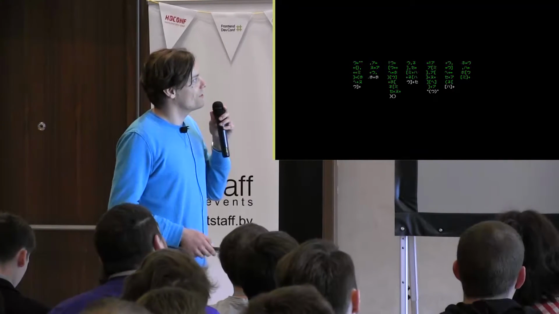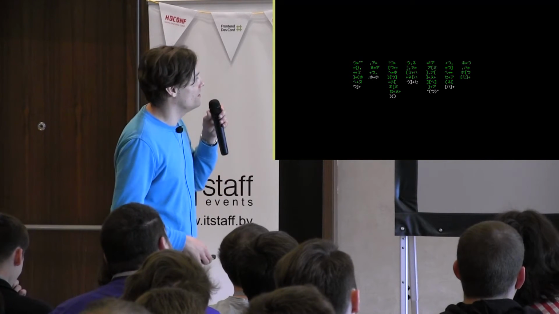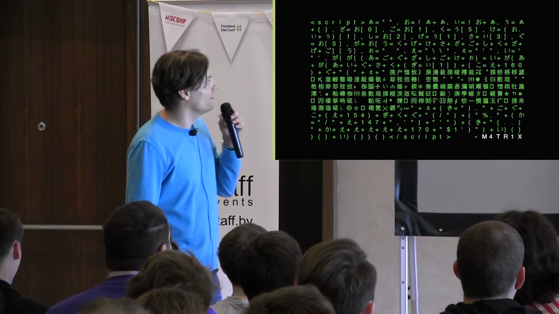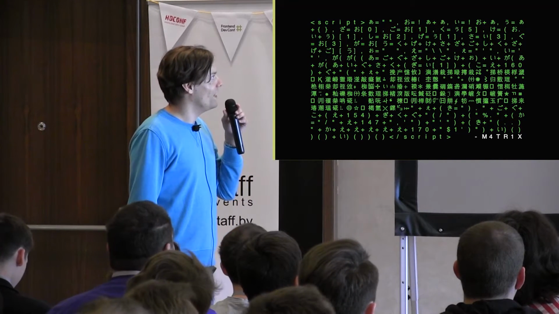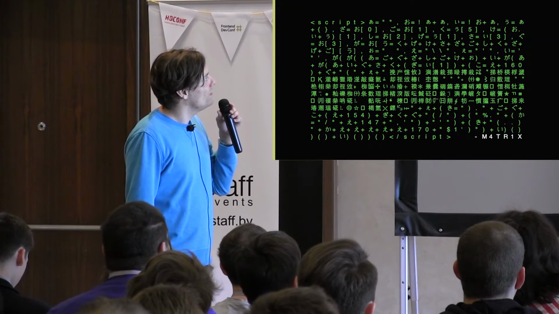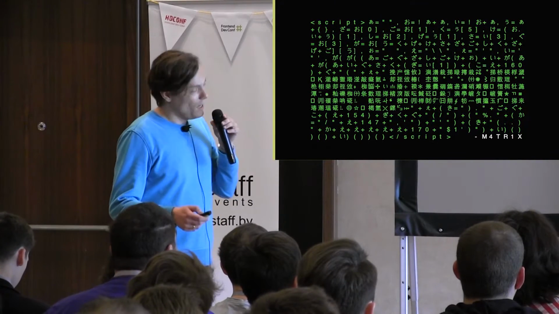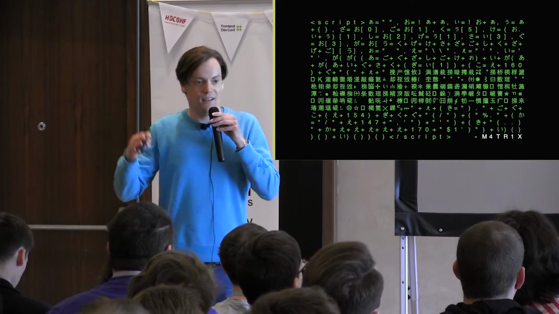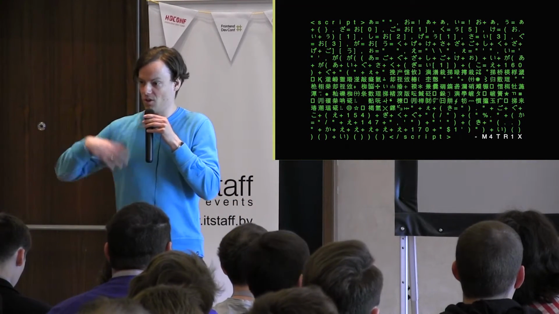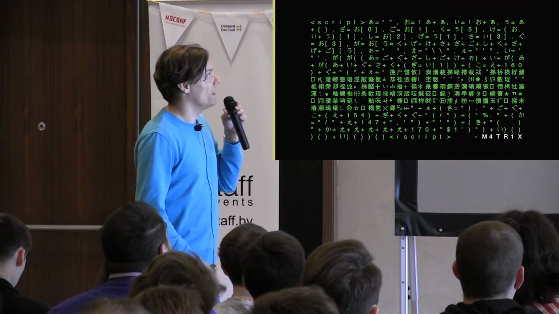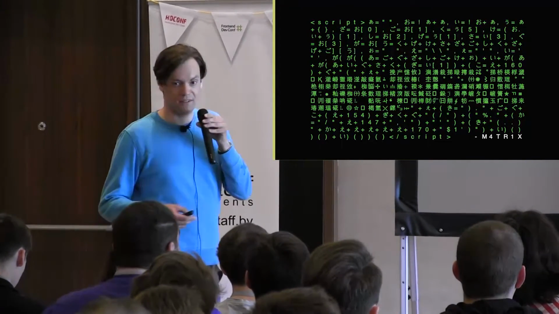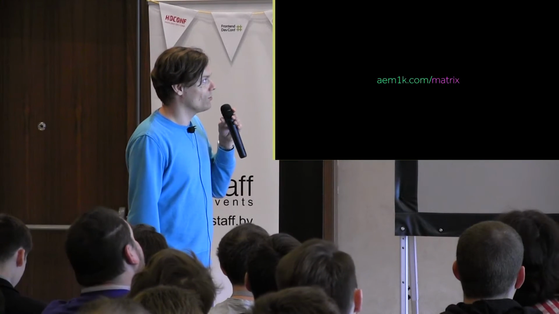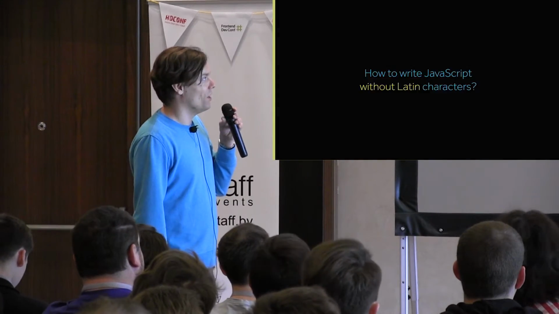And it was, you see it? It's this. So it's the matrix intro sequence in 1K. And you see these characters falling down. And if you stop this and look at this, then you see, OK, this is its own source code. So it shows its own source code, animates it, and it's using only Asian characters. And the question here was how to write JavaScript without Latin characters.